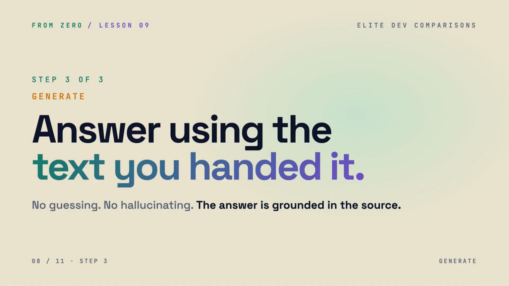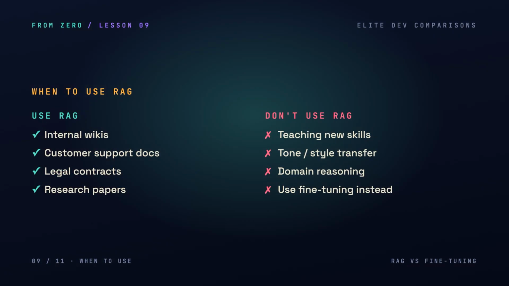Step 3, generate. The LLM reads the chunks, answers the question, using the text you just handed it. No guessing, no hallucinating. The answer is grounded.